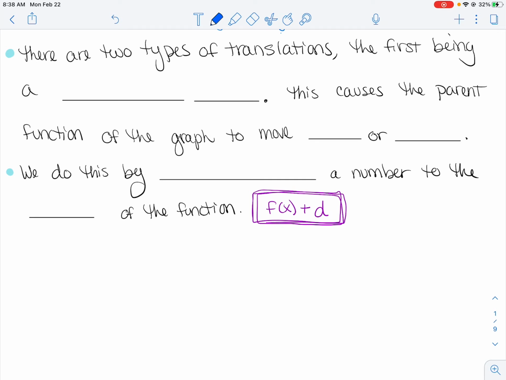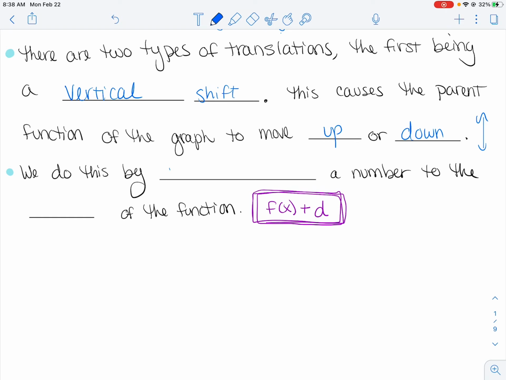Underneath translations, there are 2 types. The first being a vertical shift. All right, that's what we're going to focus on here. This causes the parent function to move up or down. So vertical shift, vertical being that direction, you're just sliding that parent function up or down from where it originally started. And if you think about moving up or down, what we're really changing is the y value.